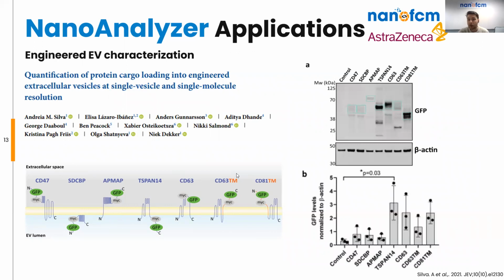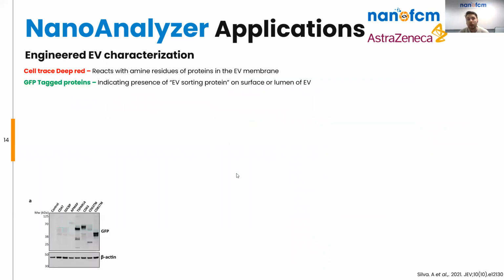Looking first at the Western blot, there are 4 clear standouts with T-span 14, CD63, CD63TM, and CD81TM transgenic line EVs. These show a greater quantity of GFP to be found with these EV isolates. But when we get to use the nanoanalyzer, we can start to get much more quantitative data.